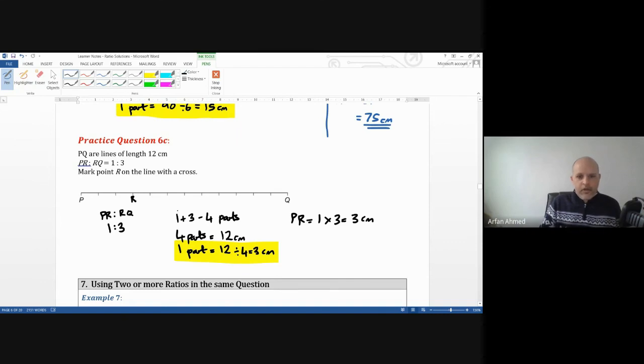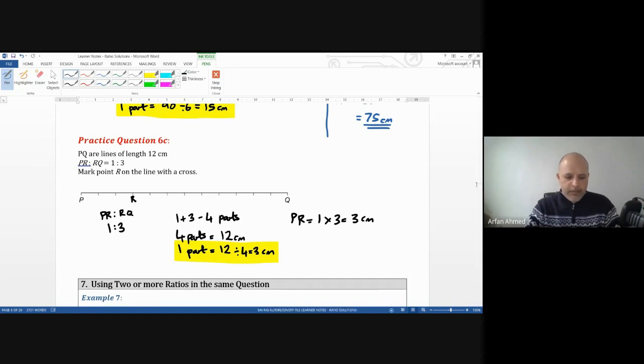Or you could have done R to Q. R to Q is 3 parts, 3 times 3, which is 9. You could go 9 squares backwards. 1, 2, 3, 4, 5, 6, 7, 8, 9. It makes no difference, you'll get the same answer. P to R is probably easier. It's three spaces along. There's your answer. Just mark it on the line where it is. Dead easy. So that's all the foundation type questions done.